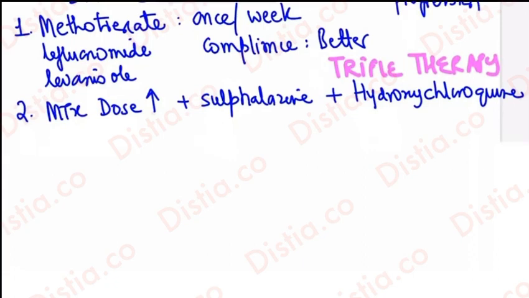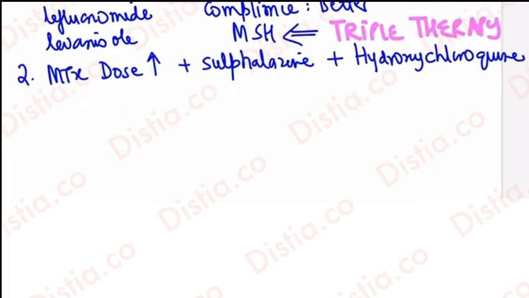Additional drugs are hydroxychloroquine and sulfasalazine. We call it a triple therapy. You can use a mnemonic here as well, that is MSH, that can help you remember this relatively easier. Now, let us assume that the person is having a poor response even to the triple therapy. Then the option available before me would be to continue with the high dose of methotrexate.